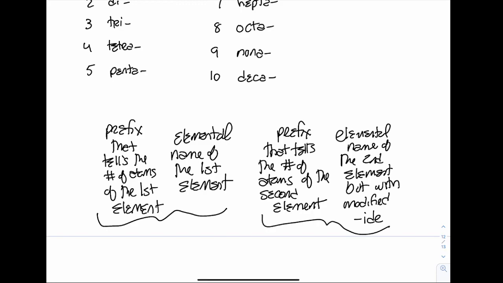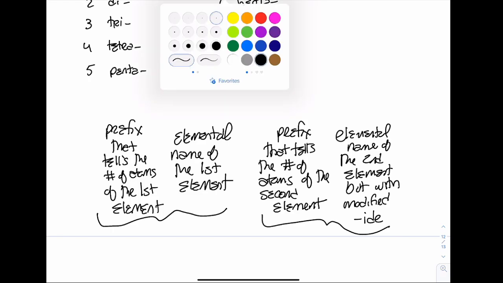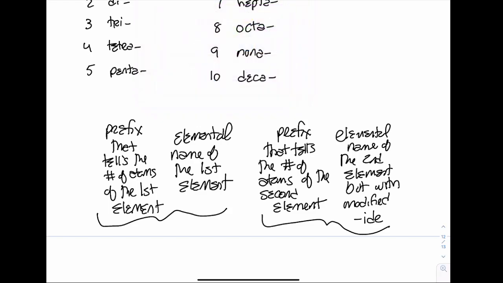So a prefix that tells us the number of atoms of the first element, and then the name of that element. A prefix that tells us the number of atoms of the second element, and then that modified name. So hydrogen, hydride, oxygen, oxide, and so on. I do have a couple exceptions. So I'm going to stick an asterisk on this.